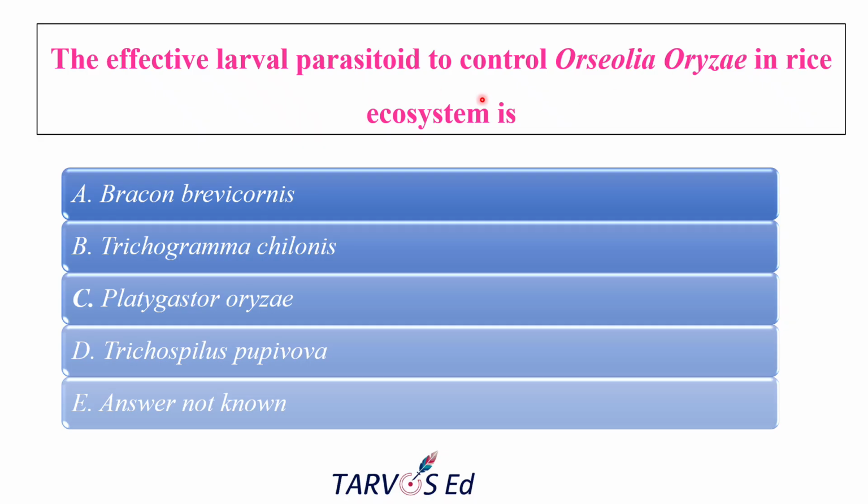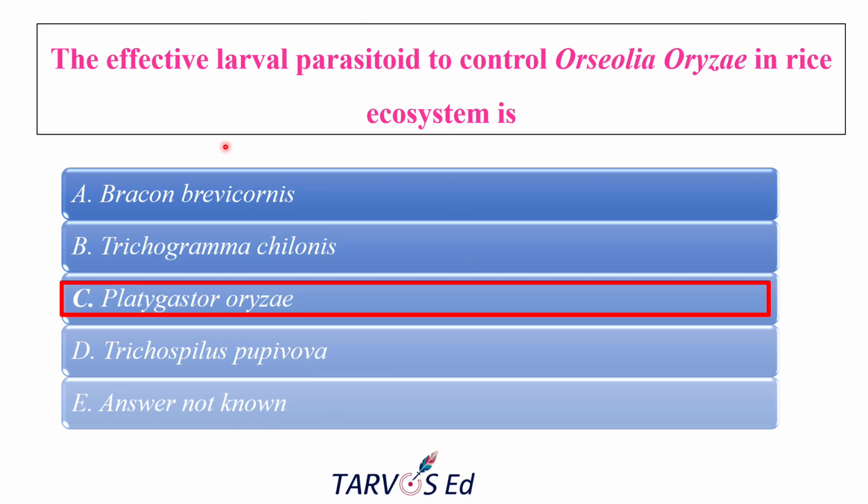The different options given for this are Bracon brevicornis, Trichogramma chilonis, Platygaster oryzae, Trichospilus pupivora, and answer is not known. So the answer is Platygaster oryzae, which is the larval-pupal endoparasitoid of rice gall midge.